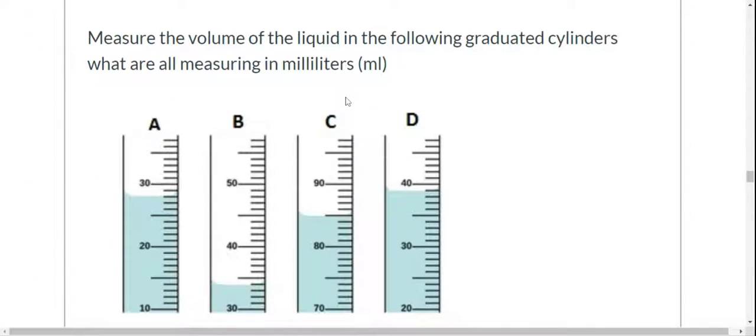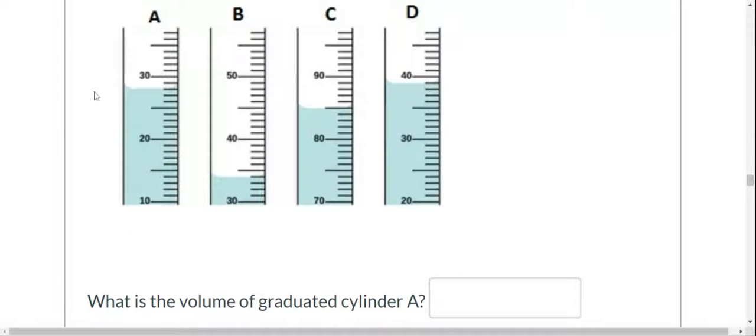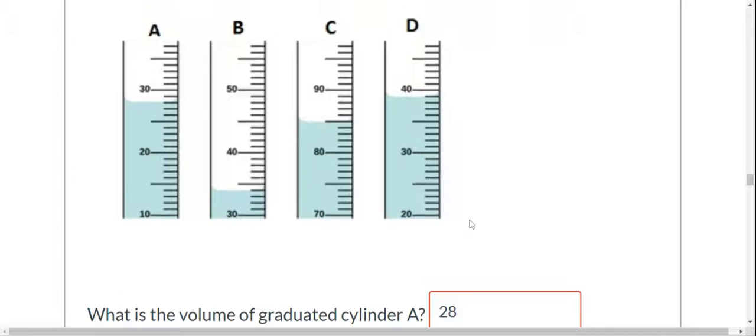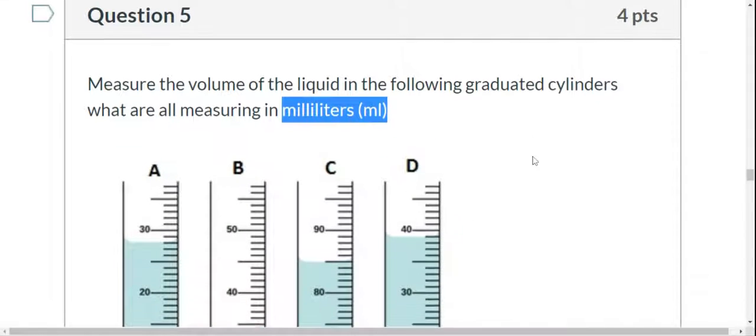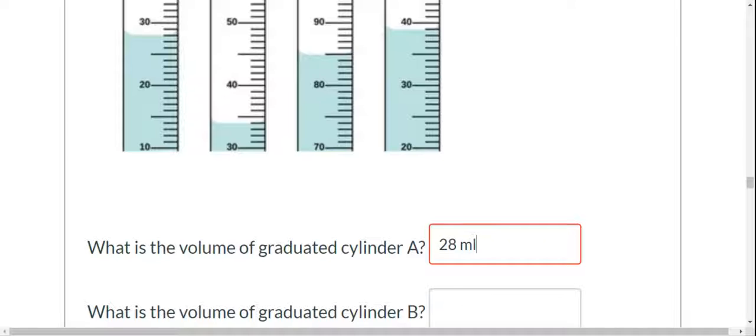Then I gave you some volumes of liquid to look at. What is the volume of A? Here's 20, here's 30, 21, 22, 23, 24, 25, 26, 27, 28. So this is 28. And I even gave you that they're measuring in milliliters. Then what is the volume of graduated cylinder B? Between 30 and 40, so that's 31, 32, 33, 34. And then graduated cylinder C would be 81, 82, 83, 84, 85.